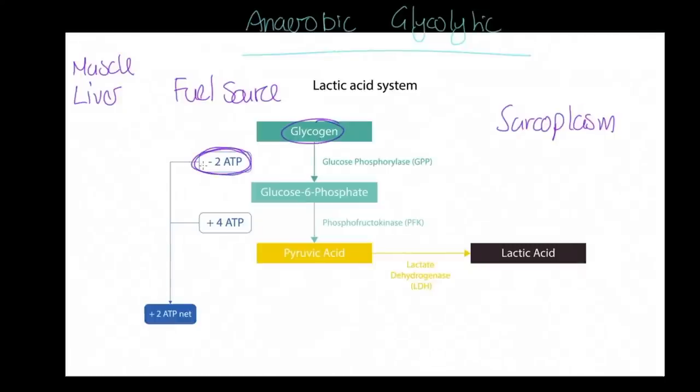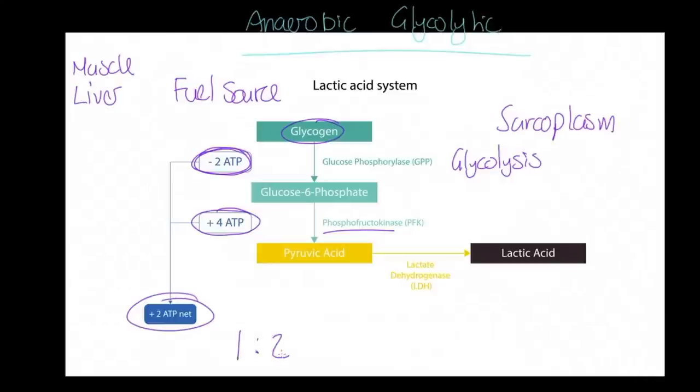So in terms of this glycolysis, the breakdown of glycogen into glucose, we've utilized 2 ATP, so we're 2 down. But then, in the presence of PFK, the controlling enzyme, phosphofructokinase, glucose can be broken down to pyruvic acid, and in that process we get the synthesis of 4 ATP, which gives us 2 ATP net. So we know that our energy yield is going to be 1 to 2. Why? Because the net gain is 2, and it's taken 1 glycogen to achieve that.